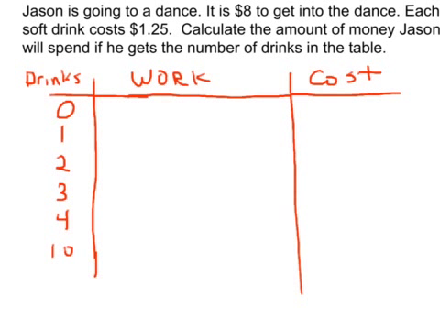We're going to use patterns in calculations to try to describe the pattern in general using a variable. That's the objective for today's lesson. So here we go. Jason's going to a dance. It's $8 to get in. Each soft drink is $1.25. So we're going to calculate the amount of money Jason might need depending on how many drinks he buys.